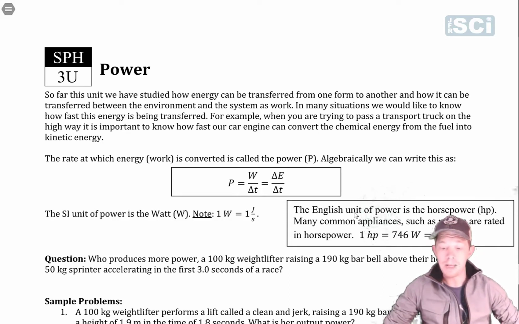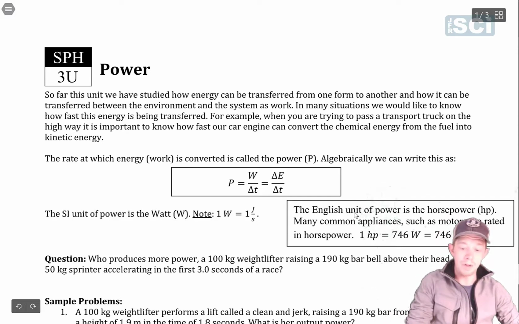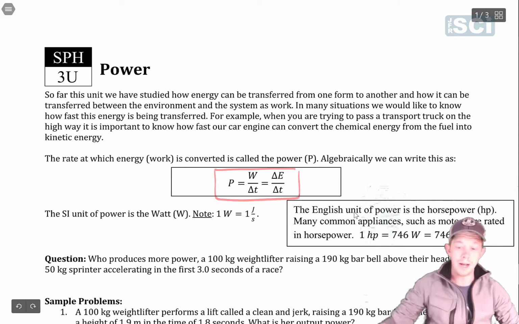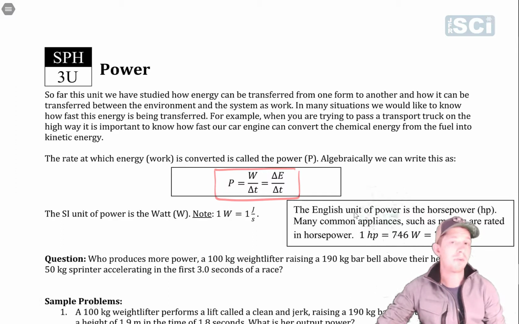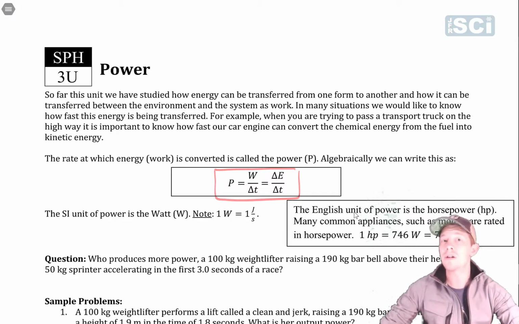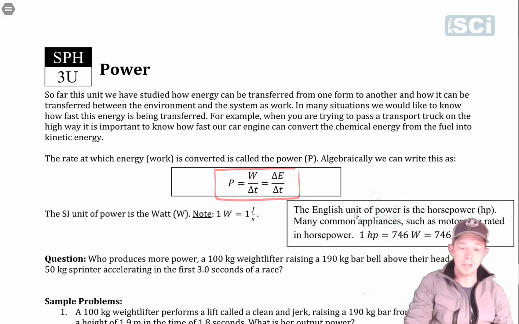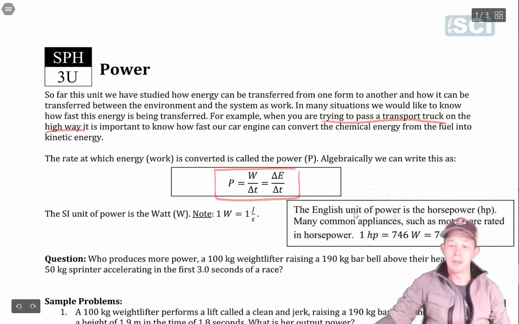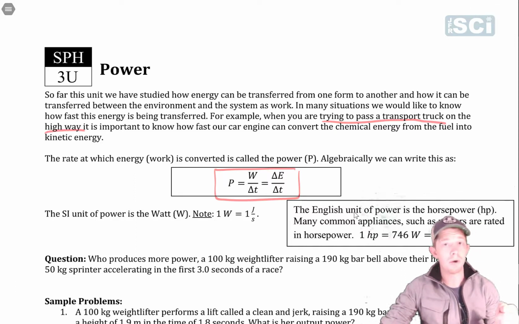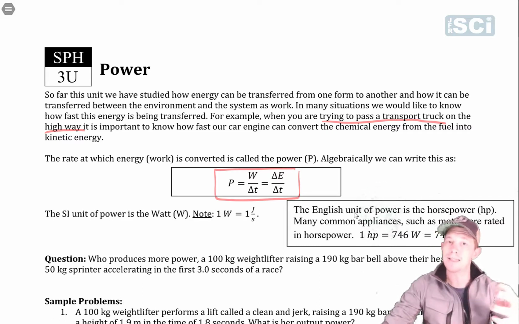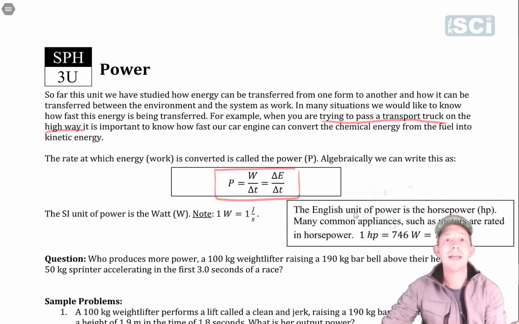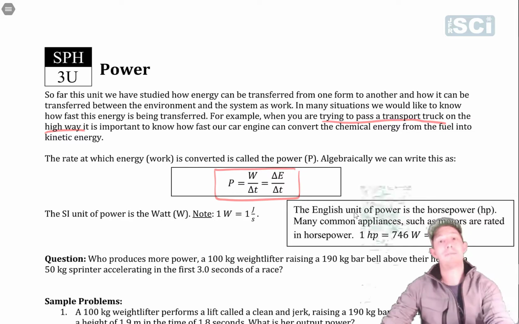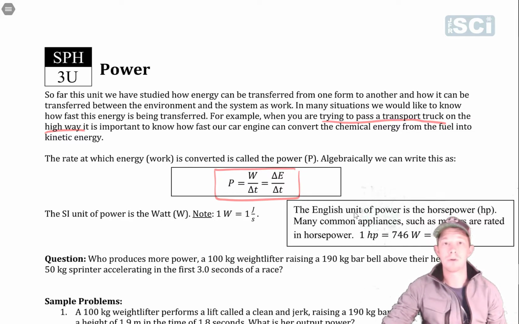If we're looking at this situation, we have an equation for it. We define power as the work divided by change in time, or change in energy with respect to time. The example given on our page is that you're trying to pass a transport truck on a highway, and it's really important to know how quickly I can change the chemical energy in the gasoline of my car into kinetic energy so that I can make that pass.